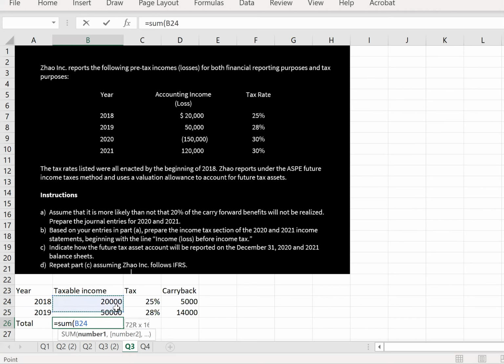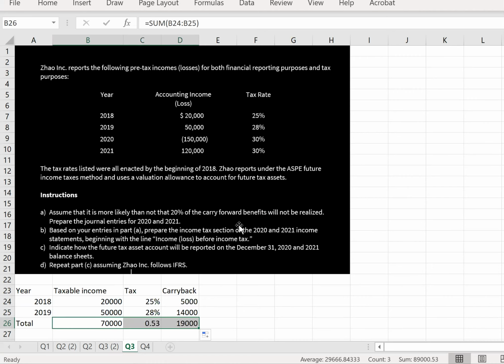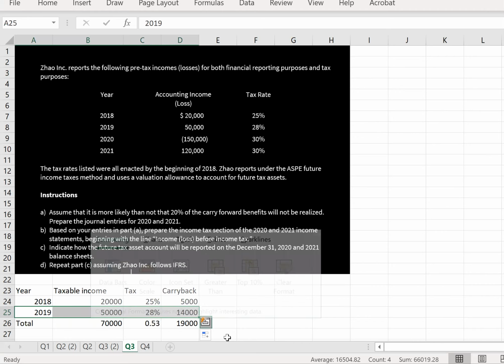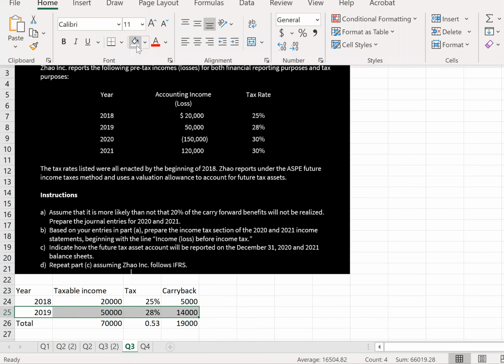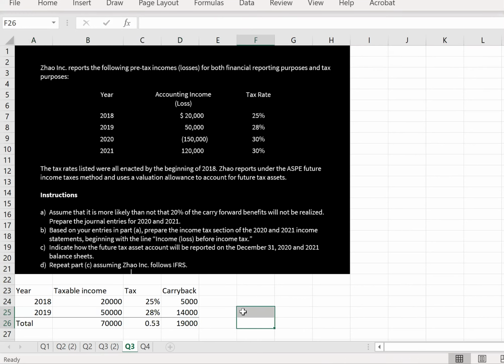We could carry it back 3 years, but we've only got 2 years in the question. So that's the data we're working with, because I believe it says they just started operations. I'm not sure if it says, but that's the data that we have to work with. So if we look here, we can see that we've got a carry back. Okay, so we've got our total here.